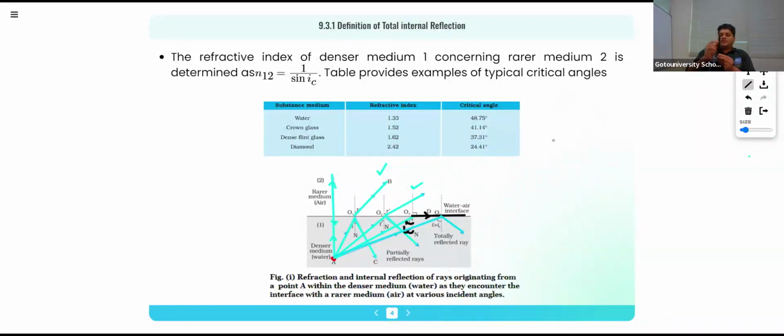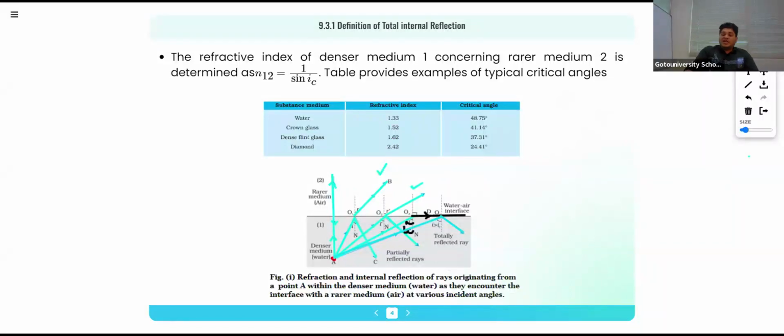Initially, when you strike the light from here, some of it bounces back. Then if you change the angle, it will again follow DRA, again DRA. Then it will be bent completely along the surface. After that, there will be nothing to move out. Everything will be reflected. This angle is known as the critical angle. After the critical angle, the rays get totally reflected back, and that phenomenon is known as total internal reflection.